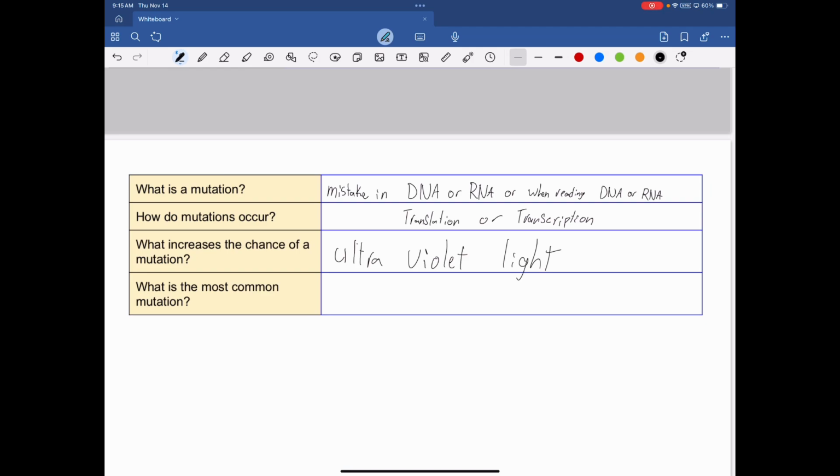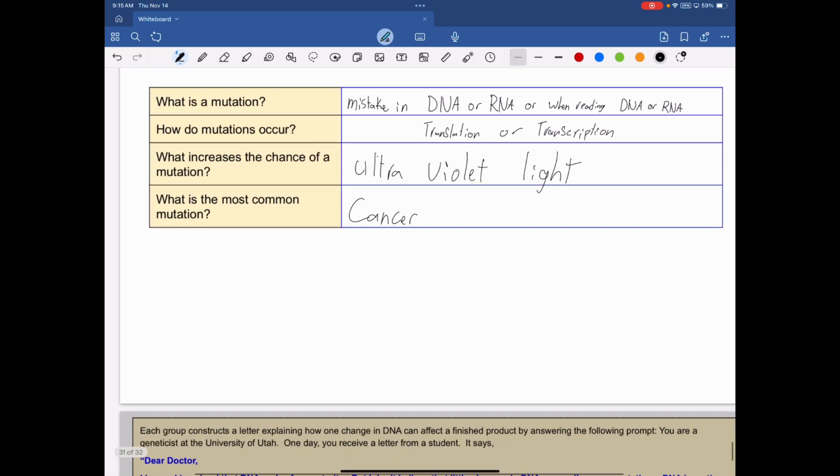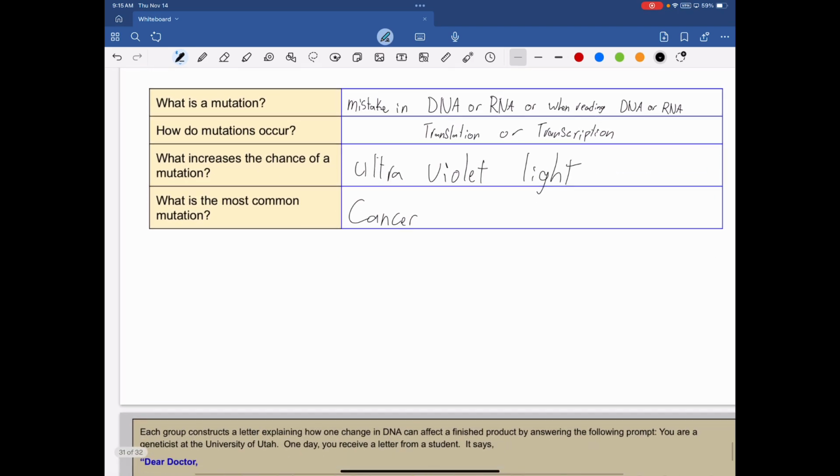Cancer. Okay? Cancer is the most common mutation that we end up seeing and talking about because it has such negative effects. But that's what cancer is. It's a mutation to your DNA that tells your cells to continue to reproduce over and over to the point that now these cells are out of control and end up creating problems within your body. Okay, does that make sense? All right. We ready to move on?